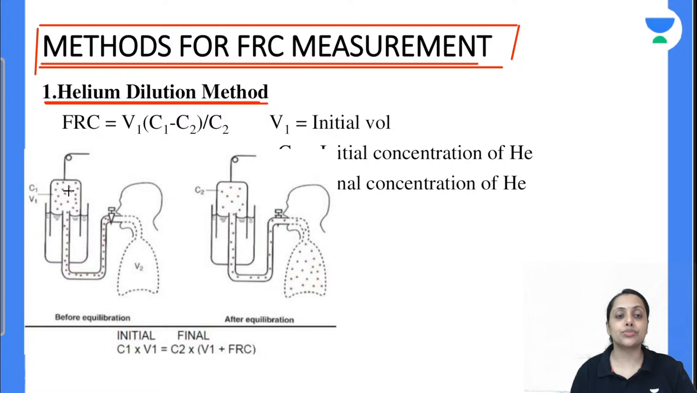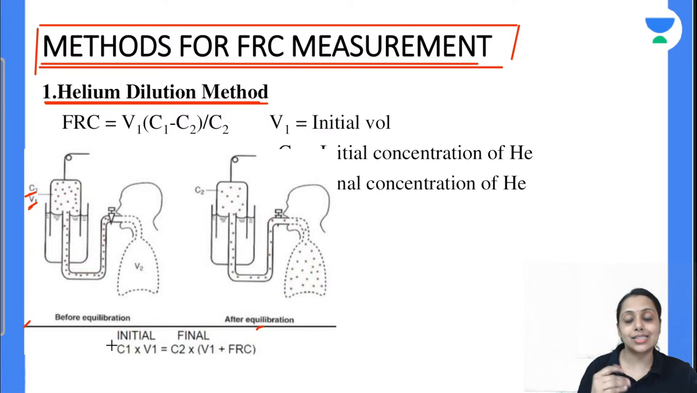A patient is connected to a chamber जिसमें हम known concentration and known volume of helium को add करते हैं and it is connected to patient's mouth. So after a certain period of time क्या होगा? This helium is going to diffuse into the lung. And after a certain period of time, our diffusion stop हो जाएगा because equilibration achieve हो जाएगा. So after equilibrium, concentration हमारा remain same before and after.